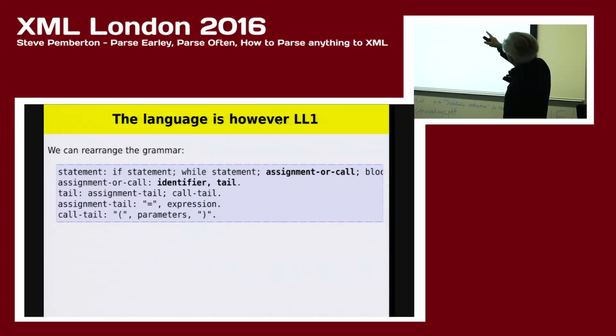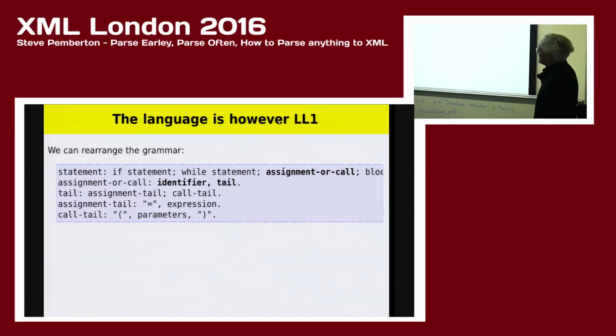And how can we do that? Well, if we rearrange the grammar so that if you've got an identifier, then it's assignment or call, and then for the assignment and call, you've got an identifier followed by something, the tail, and that tail then is either an equals and an expression, or a bracket and the parameters. So in other words, now you do know at each step, based on the next symbol, what it is that you're parsing. So the grammar is now LL1, so the language is LL1. So you can still use an LL1 parsing method on it.